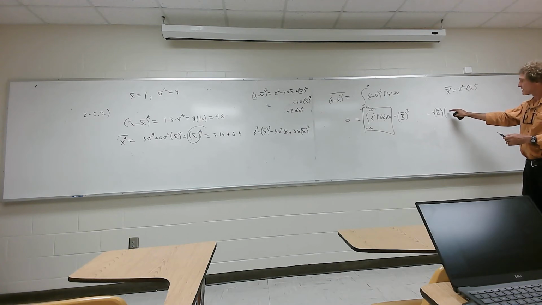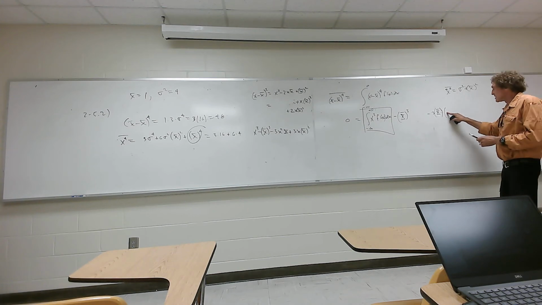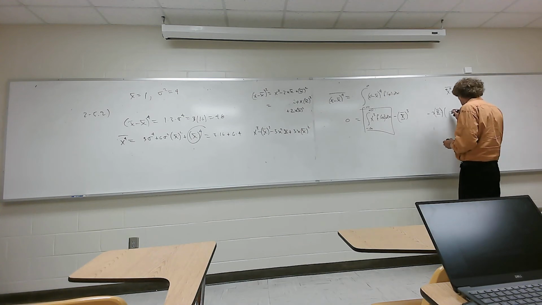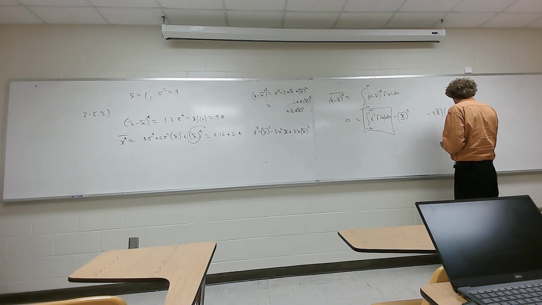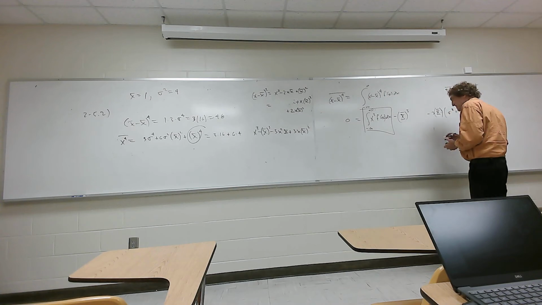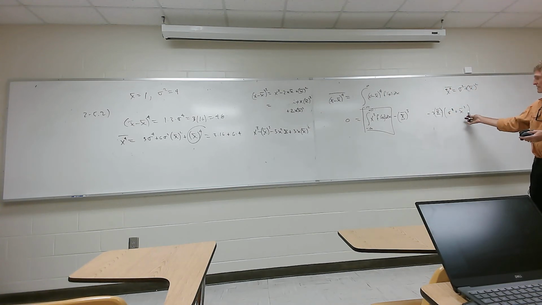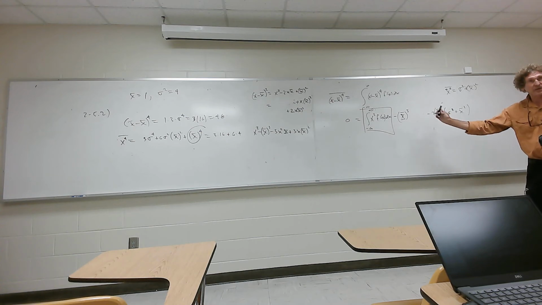I erased that right here. So this should be sigma squared plus the mean value squared. Y'all remember that? Now here's what I'm getting at. These two values are both negative, so they go to the other side.